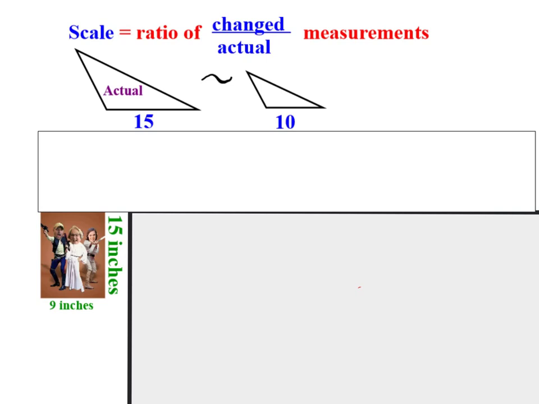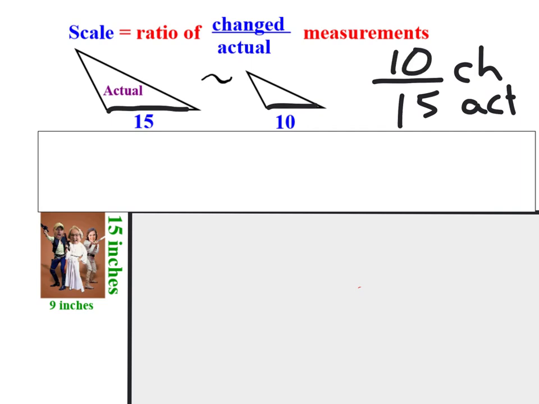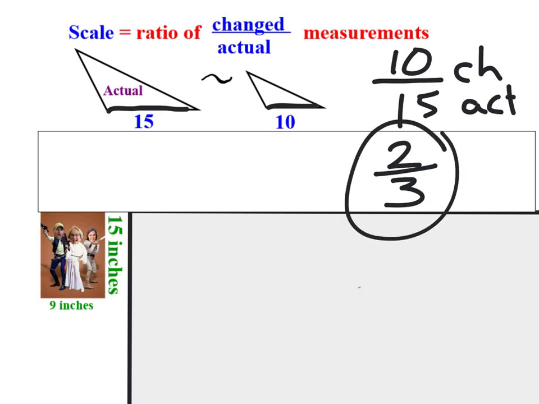If I want to tell you how it's been shrunk, or to write down the scale, I just write it in the order of changed over actual and then simplify it. So I have a corresponding side of 15 on the actual that is changed into a 10. So if I simplify that, the scale is 2 to 3. This thing is 2/3 as long as it used to be.